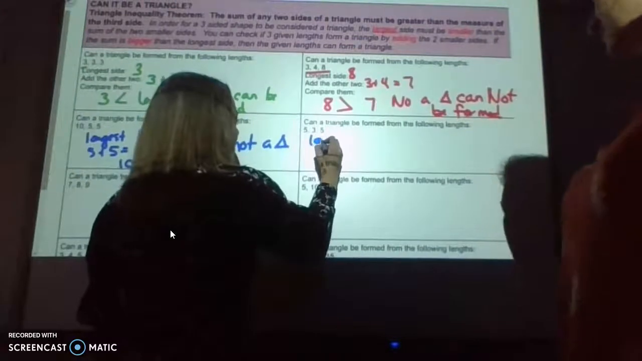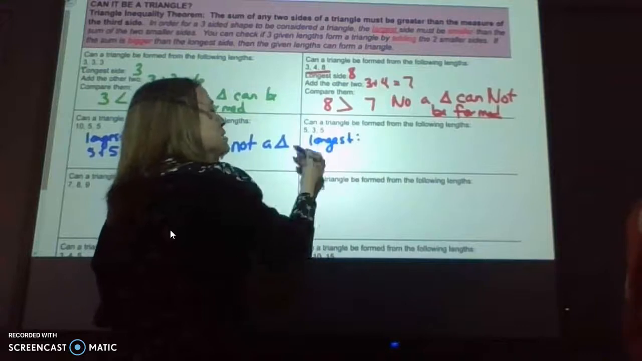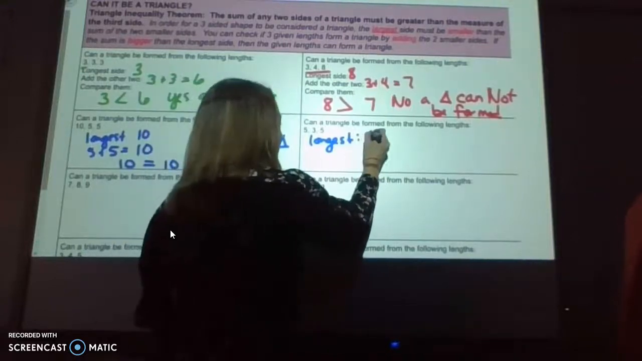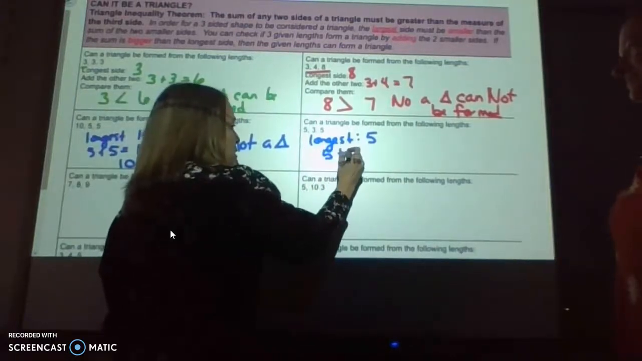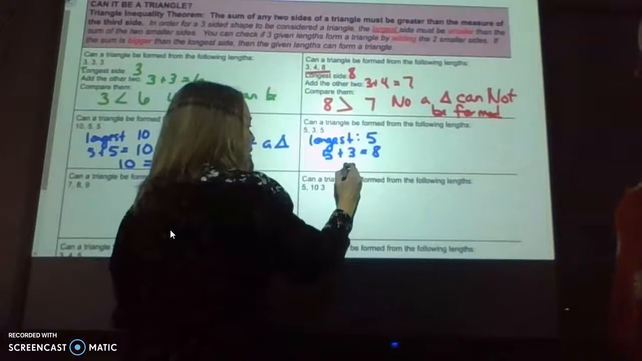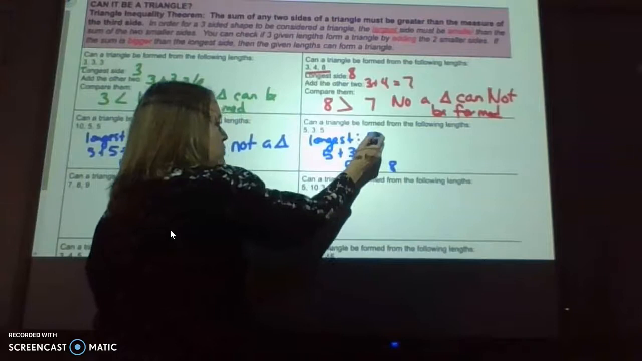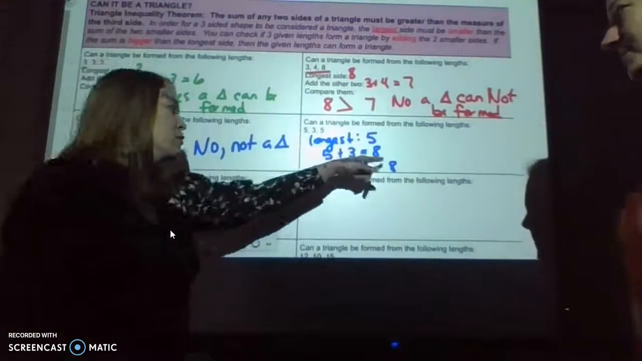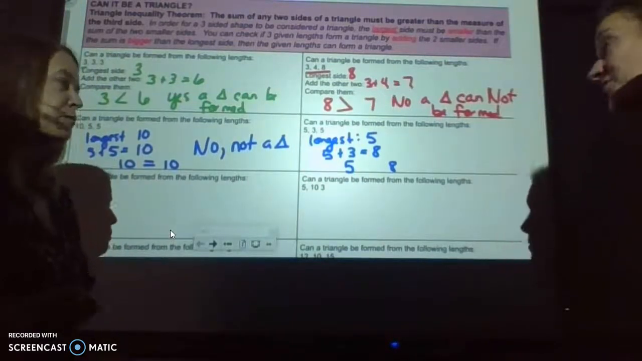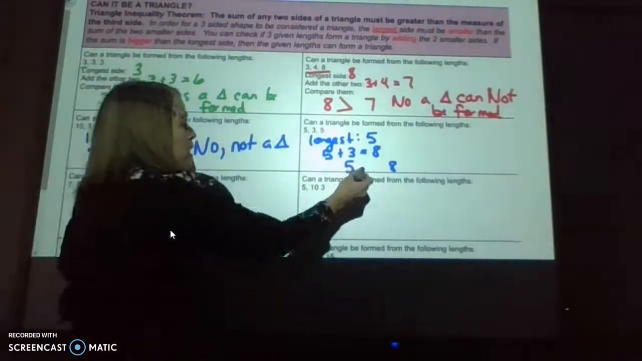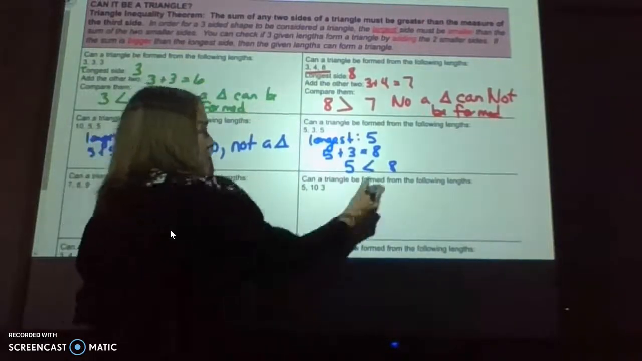So what is the longest side? 5. Even though there are two 5s, which 5 is the longest? I'll say the first 5, although it really doesn't matter. Then we add the other two: 5 plus 3 is 8. Then we compare the longest to the other. It matters. You must have the longest number first, otherwise my whole plan doesn't work. Every single time, the longest side goes first. So we compare: is 5 less than, greater than, or equal to 8? Less than. So is this a yes or a no? Yay! It's a triangle.